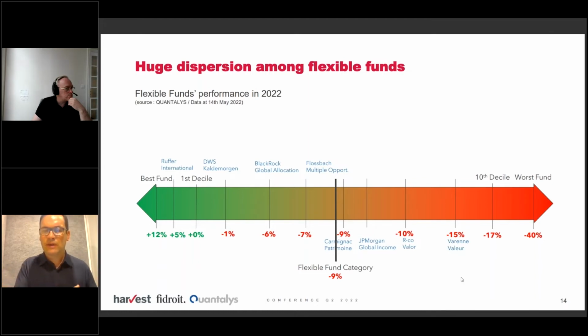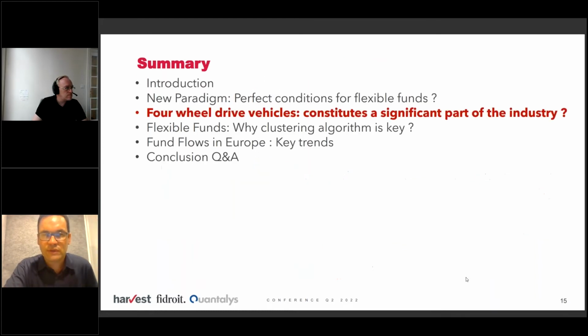Certainly the most aggressive funds, correlated with the markets, whether bond market or equity market, never mind, are delivering close to 20% negative return, and on the other hand, there are flexible funds which are still positive and which benefit from this situation. So on the next slide, we try to understand why some fund managers are positive.